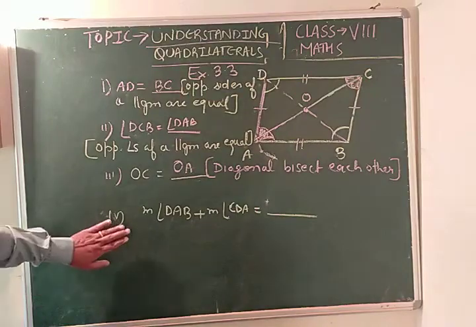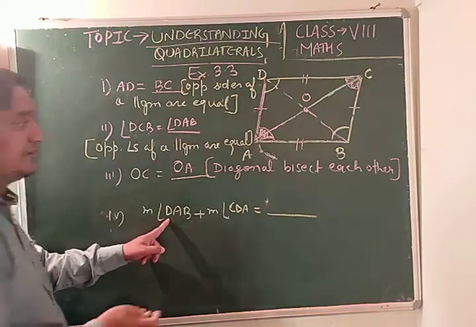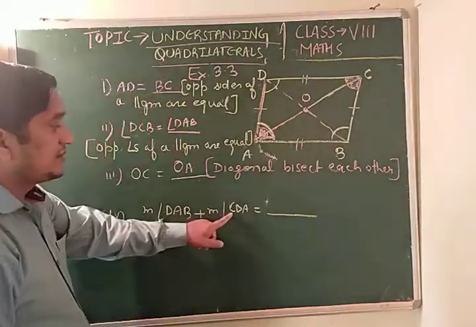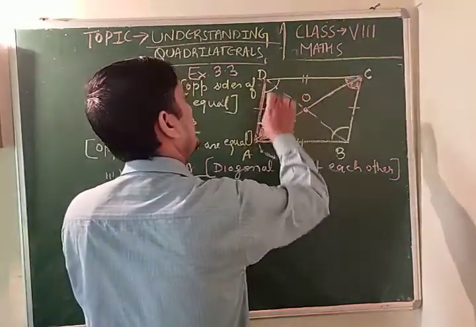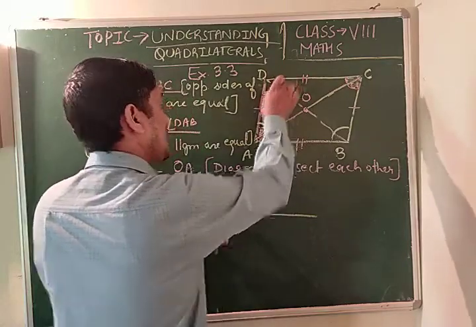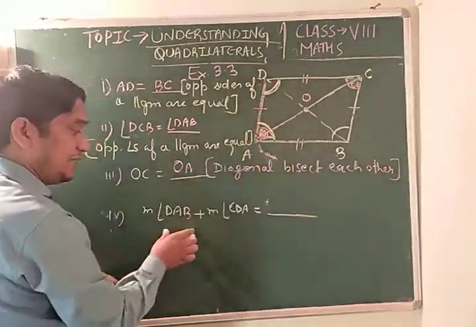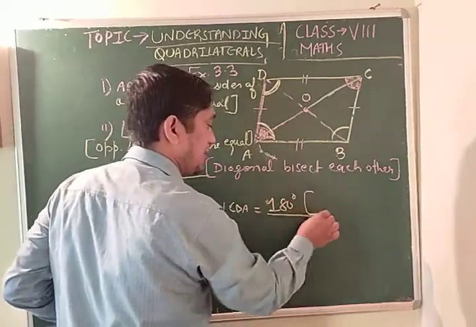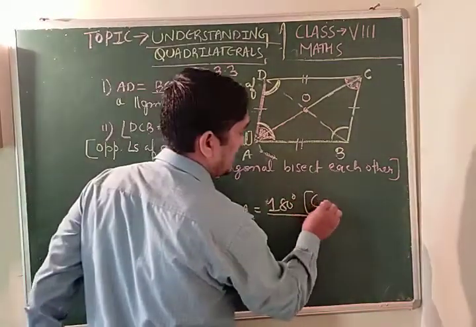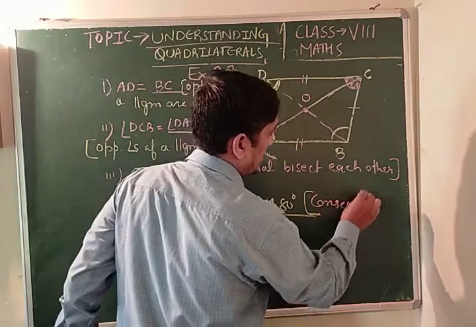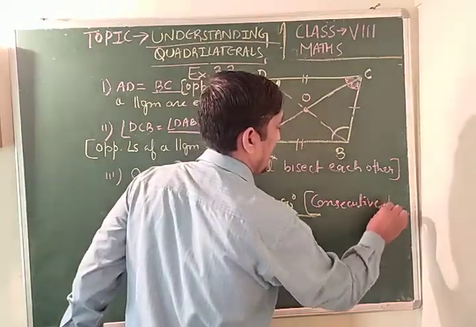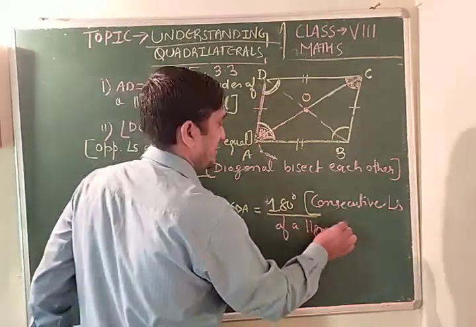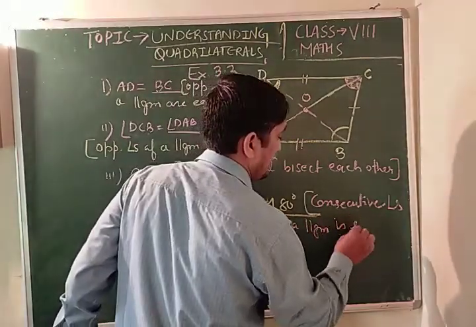The next, fourth part, is DAB. This is angle DAB. CDA. This is angle CDA. If we add both, we get 180 degrees. And this is a property, what? Consecutive angles of a parallelogram are supplementary.